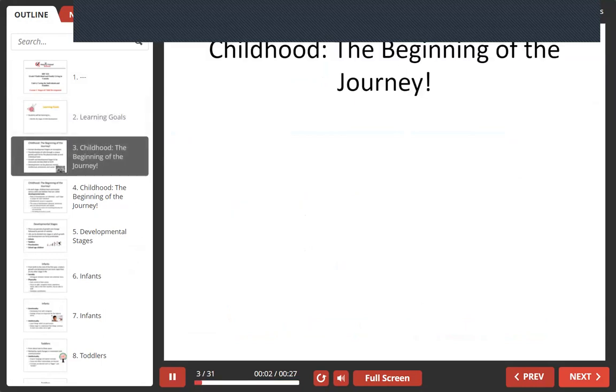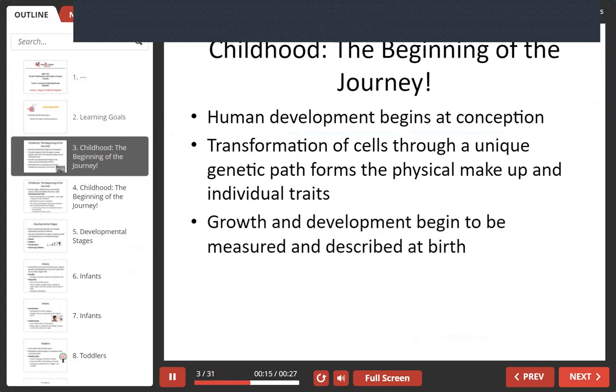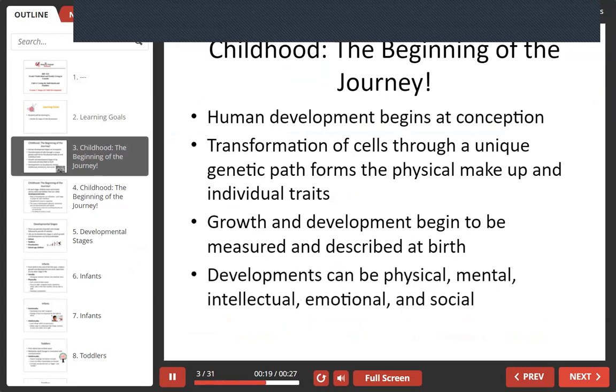So human development begins at conception. The transformation of cells through a unique genetic path forms the physical makeup and individual traits of the child. And growth and development begin to be measured and described at birth. Development, as we have explored in the previous units, can be physical, mental, intellectual, emotional, and social.